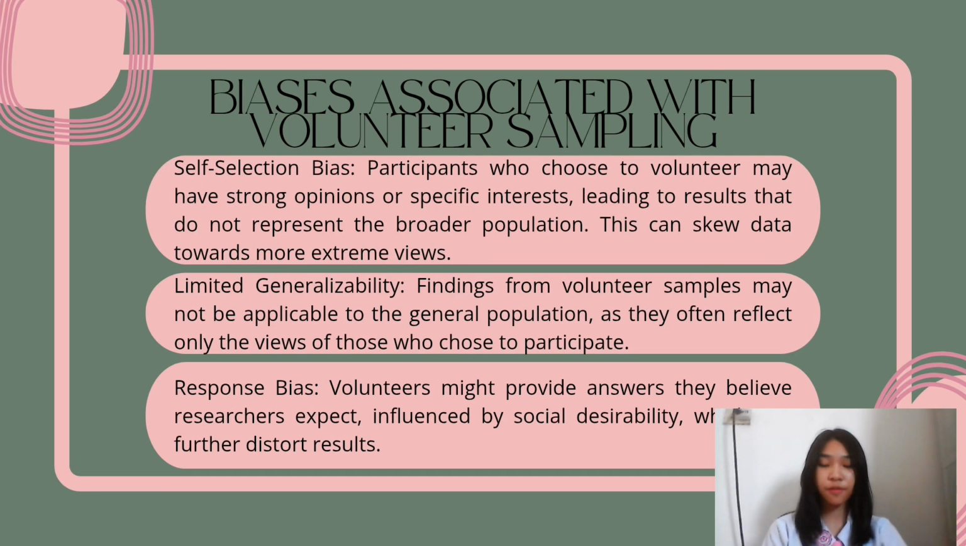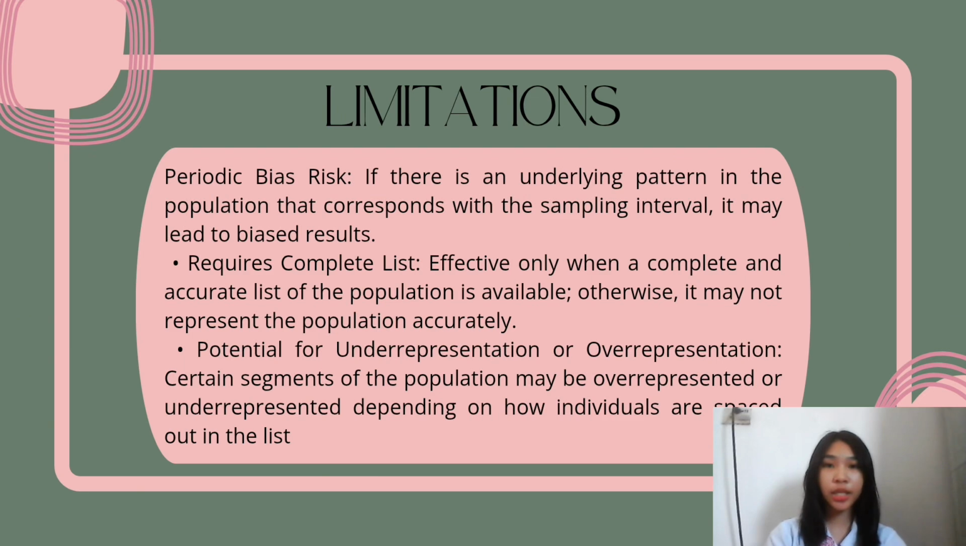Response bias. Volunteers might provide answers they believe researchers expect, influenced by social desirability, which can further distort results. Limitations. Periodic bias risk. If there is an underlying pattern in the population that corresponds with the sampling interval, it may lead to biased results.